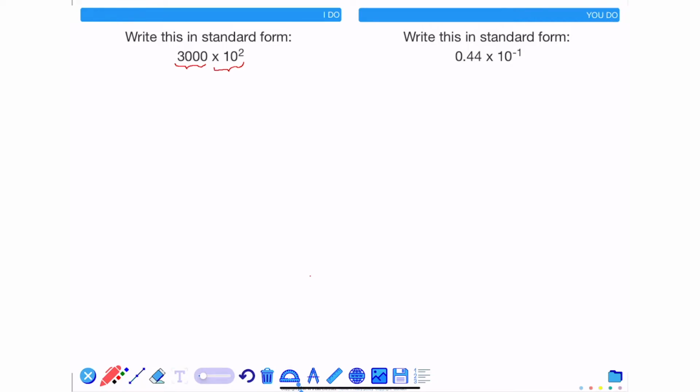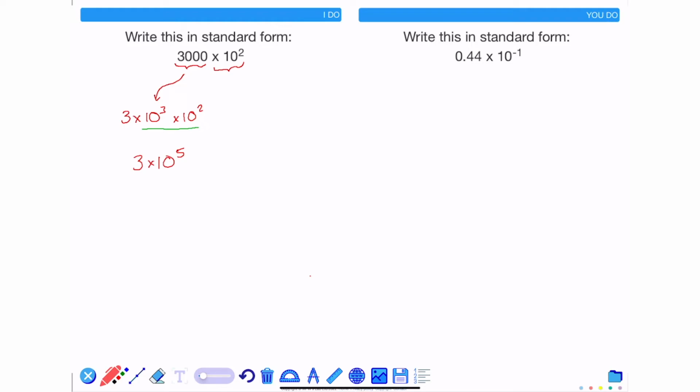There are a couple of options that we could explore about how we could solve this problem. The first is to write the number 3000 in standard form, which would be 3 times 10 to the power 3, and then we multiply it by 10 squared. Using laws of indices, if I've got 10 cubed times 10 squared, then this could be simplified to 3 times 10 to the power of 5.